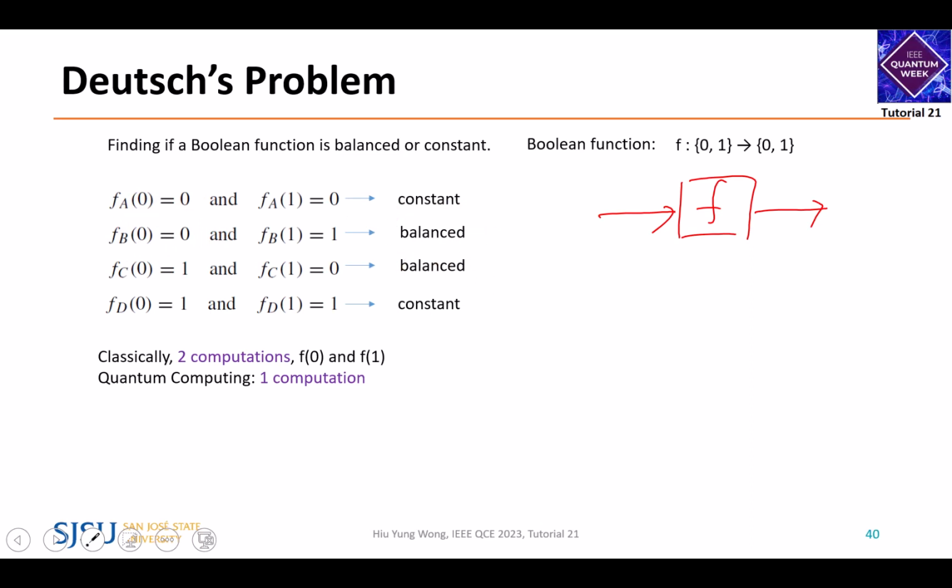Classically, if you want to know whether a function is constant or balanced, you need to compute it 2 times for this 1 qubit input, right? You put in 0, see what the output is. Put in 1, see what the output is. Then compare them, and you know whether it's constant or balanced. Is that okay? That is the statement of the problem, right?